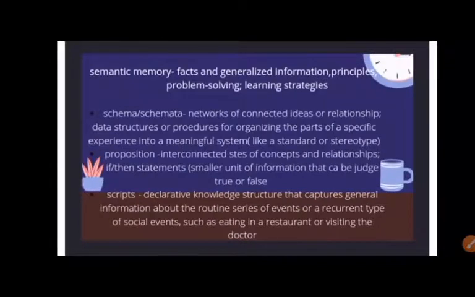The next is proposition: interconnected statements of concept and relationship. If-then statements, a smaller unit of information that can be judged true or false. So the proposition will be judged as to whether the statement is true or false.